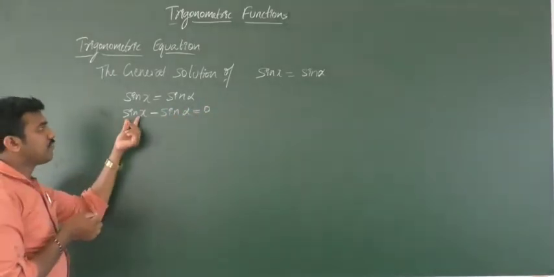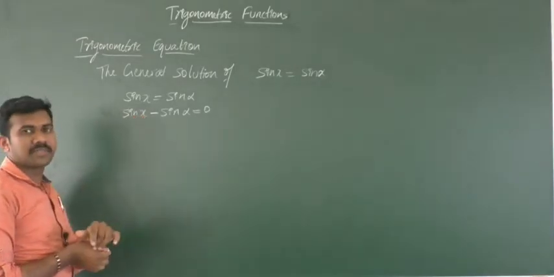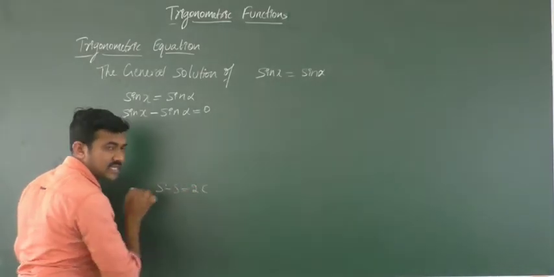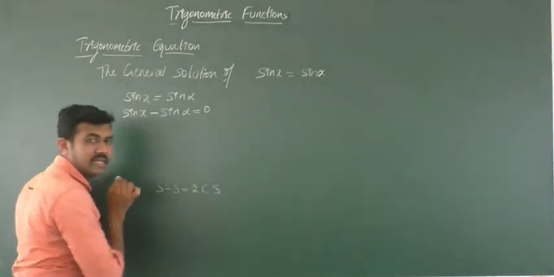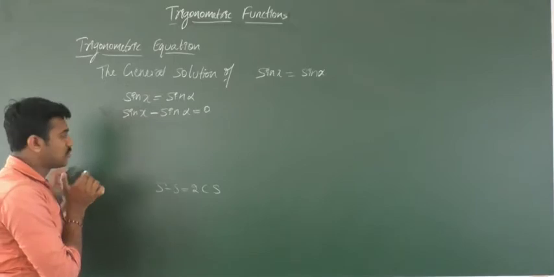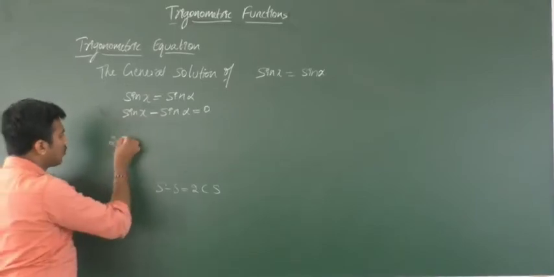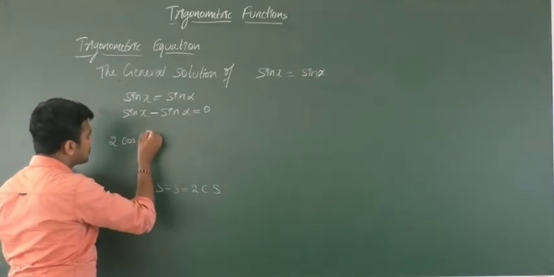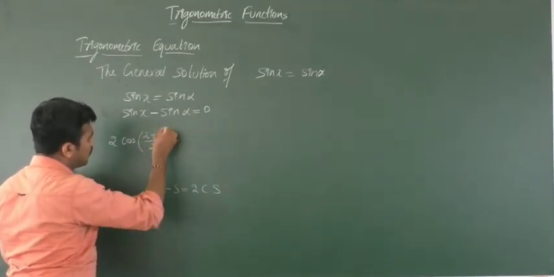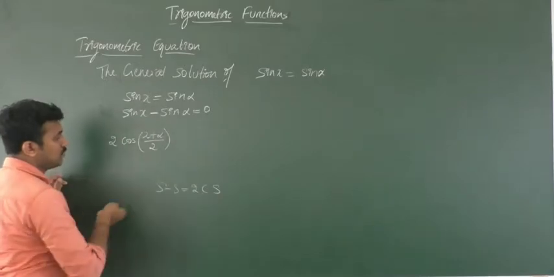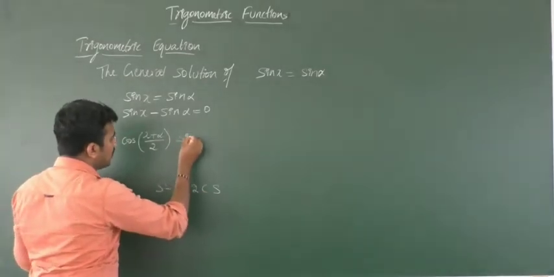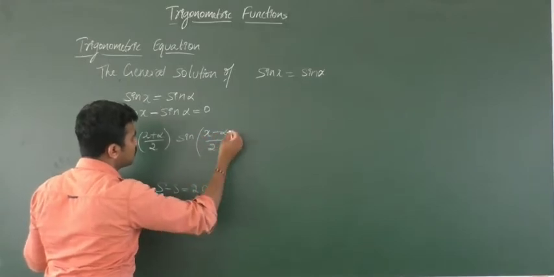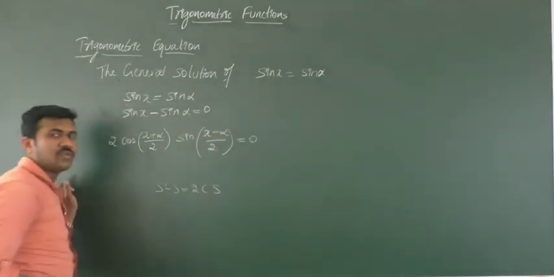Now it is in the form sin a minus sin b. We know sin a minus sin b is equal to 2 cos of (a plus b) by 2 into sin of (a minus b) by 2. So here we can write 2 cos of (a plus b) by 2, a plus b means here (x plus alpha) by 2, into sin of (a minus b) by 2, means (x minus alpha) by 2, is equal to 0.